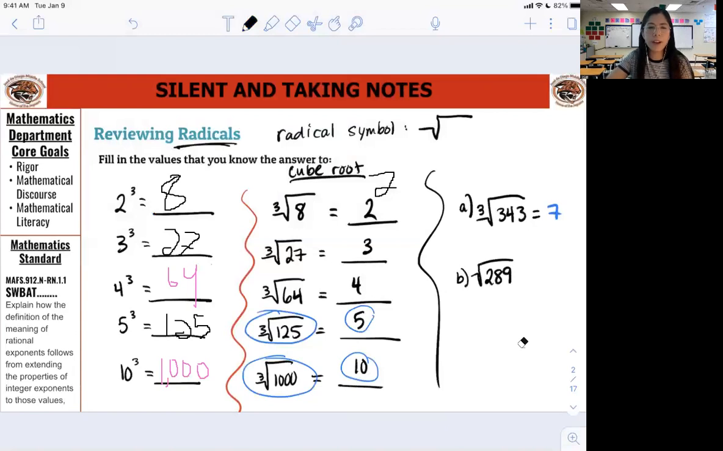Square root of 289. So what two numbers is that maybe close to? Or what perfect squares that you've memorized is that close to? 15 and 20. The square root of 225 is 15. The square root of 400 is 20.